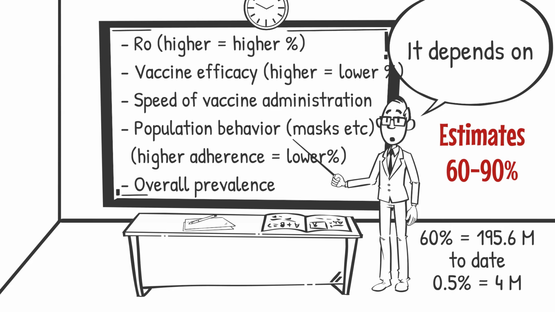It would be important to continue to motivate our population to adhere to infection control practices to maintain a lower R sub naught. Finally, the overall prevalence of disease is a factor. The greater the number who have already been infected, the lower the number that will need to be vaccinated.